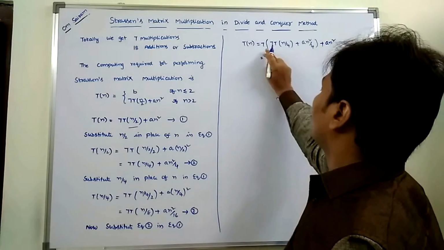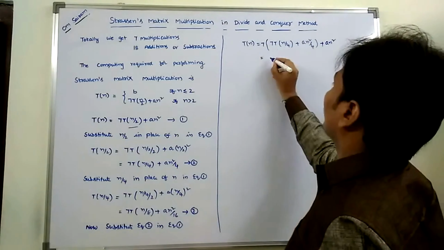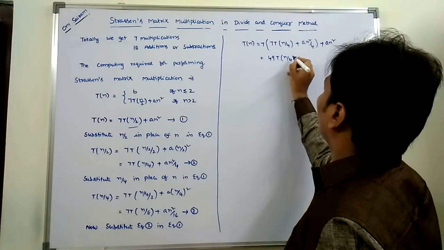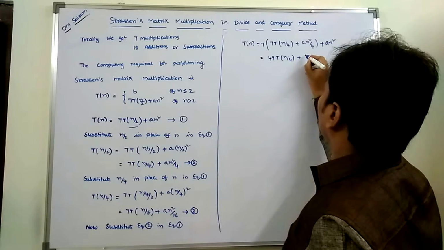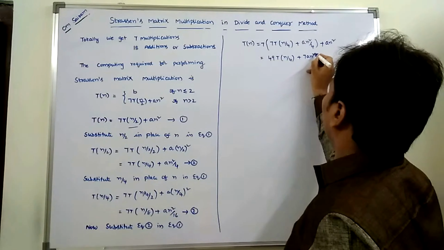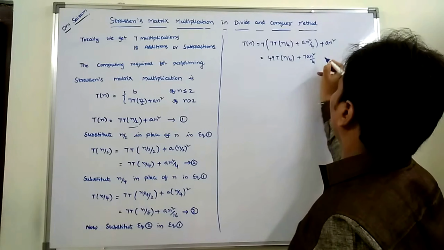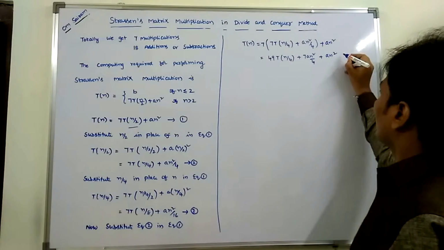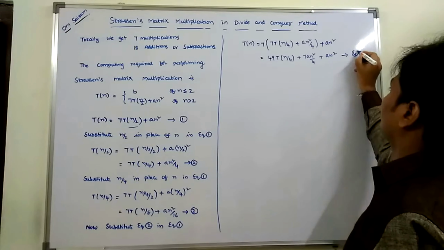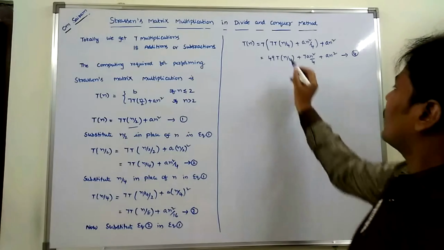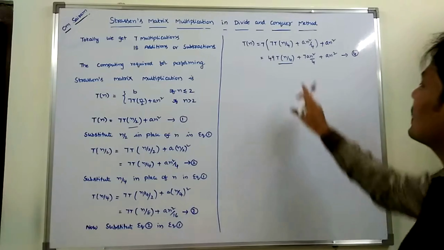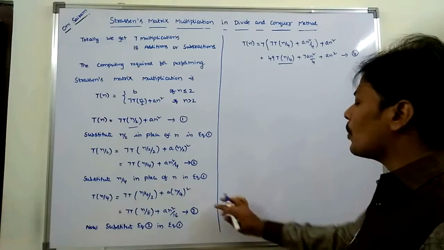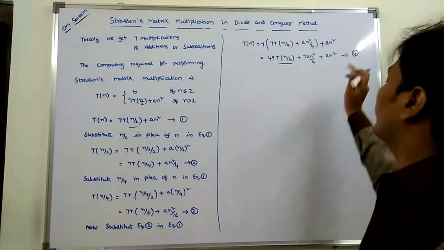So then multiplying 7 into 7, that is 49 t of n by 4 plus 7 a n square by 4 plus a n square. Okay. So now this is equation 4. Okay. Now here t of n by 4 is there. What is the value of t of n by 4? So t of n by 4 value is this. So now equation 3 is substituted in equation 4.